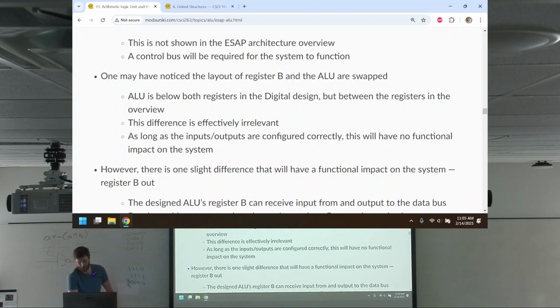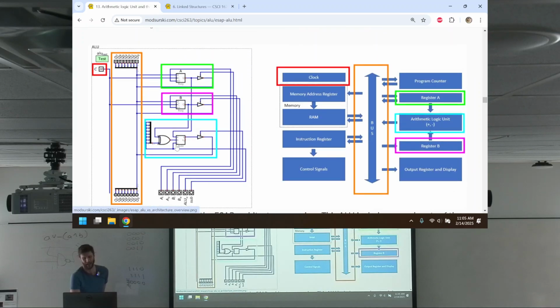The layout of register B and the ALU are swapped. ALU is below both registers in the digital design, but between the register and the overview, this is irrelevant. There's no meaning to this, okay? Don't think, oh, why did he do that? I did that just because I wanted the registers to be next to each other.